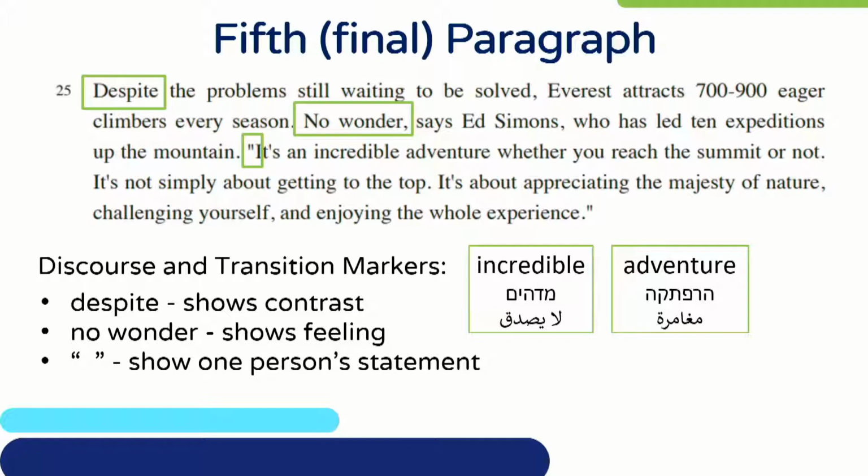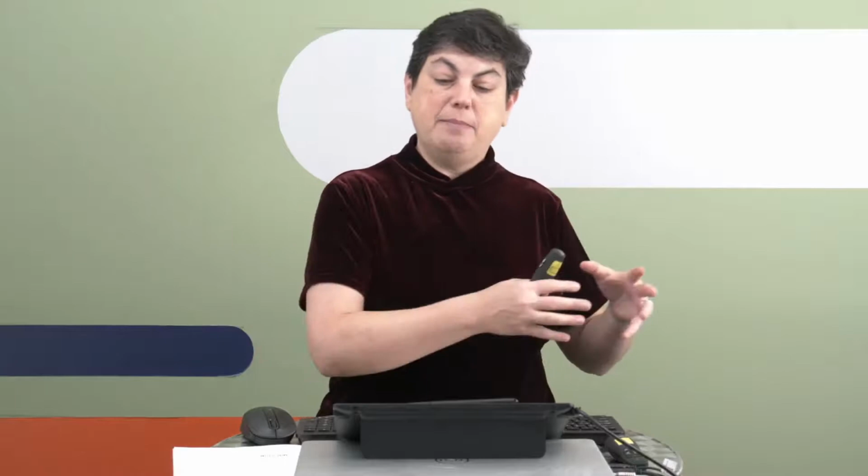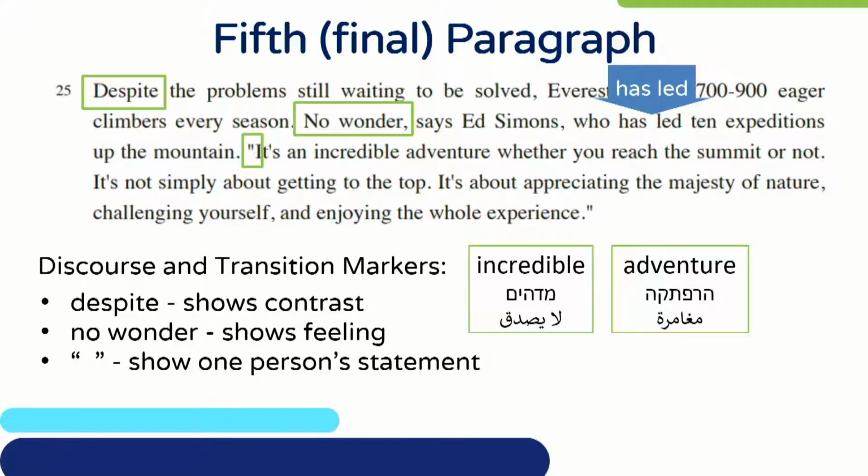There's another bit of grammar here. We've got "who has led." He has led in the past. There are 60 years of history of climbing this mountain, and 10 expeditions have been led by Ed Simons. Were they the past 10 years in a row? Were they one every other year? Did he lead that very first expedition? We don't know, but we know that over the past 60 years, he has led 10 different expeditions.